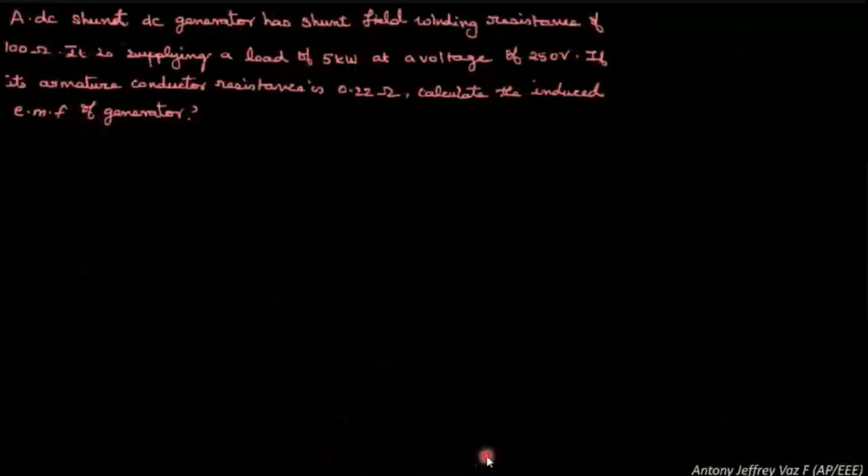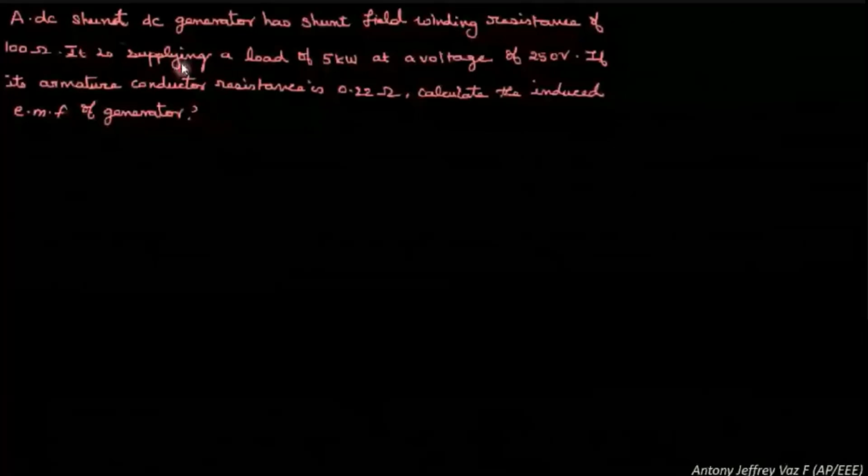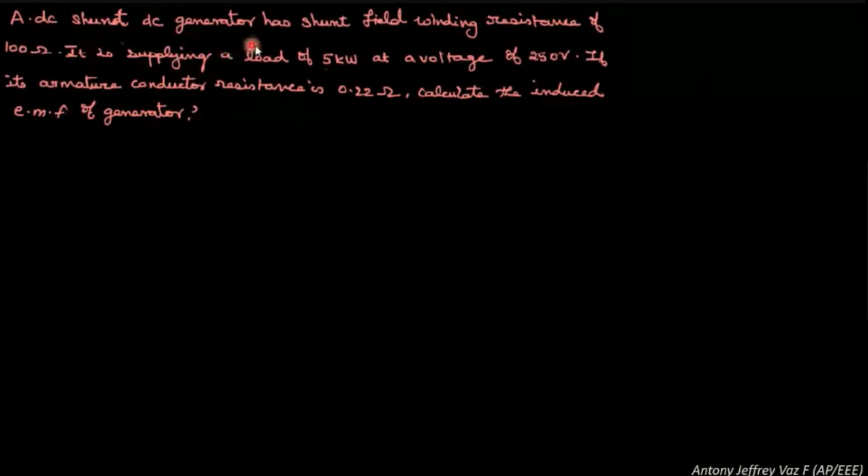This is the third problem. DC generator has a shunt field winding resistance of 100 ohms. It is supplying a load of 5 kilowatt at a voltage of 250 volt. If its armature conductor resistance is 0.22 ohm, calculate the induced EMF of the generator.